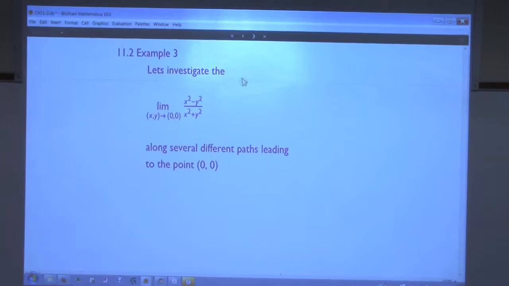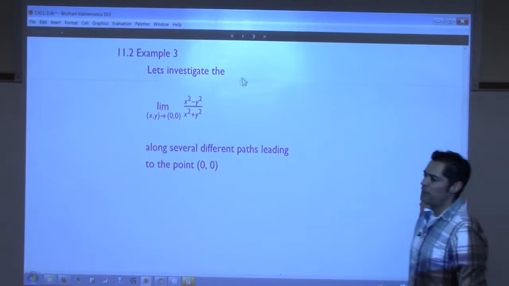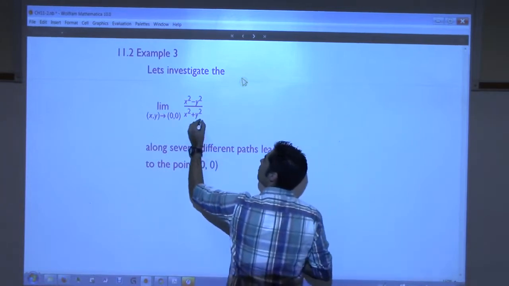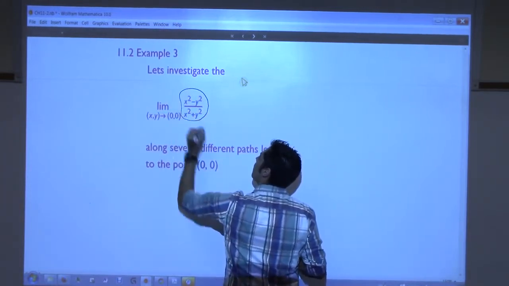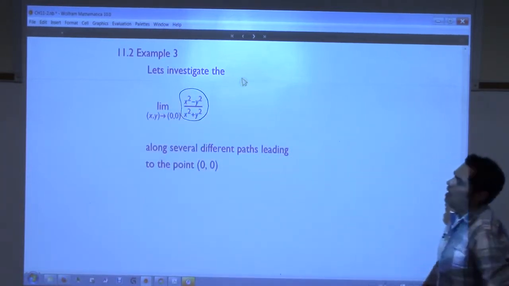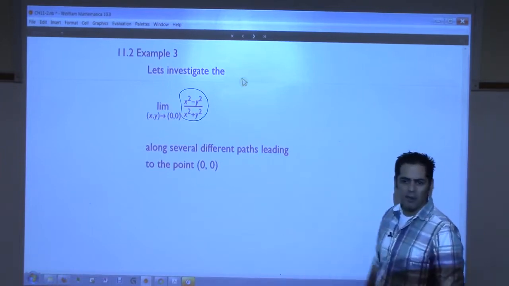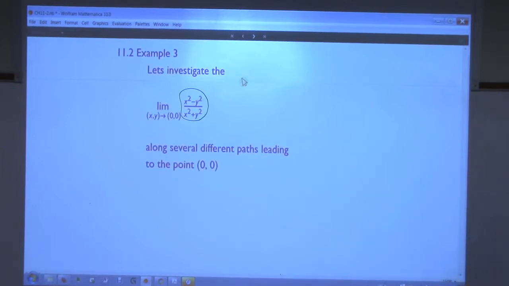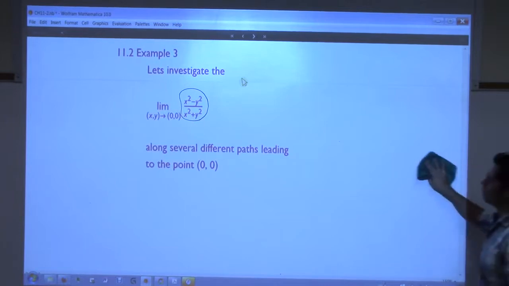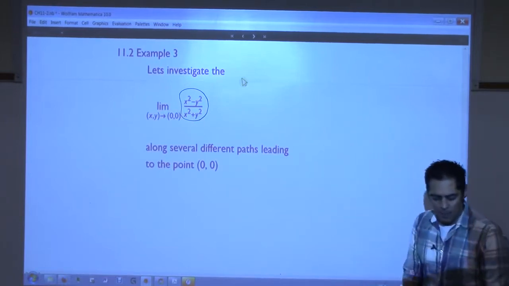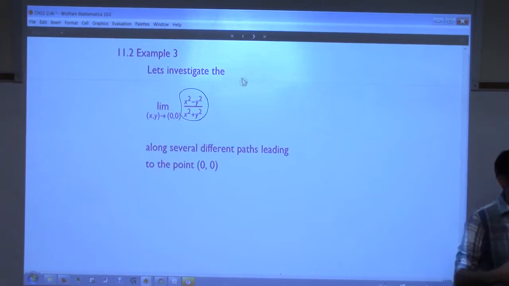All right, so let's try this. We are going to investigate this function. This is my actual function of x right here. And I want to know what the limit is as (x, y) approaches (0, 0). And I'm going to look at several different paths. So we have a couple of paths that we like to always try first. And we're hoping for the best.